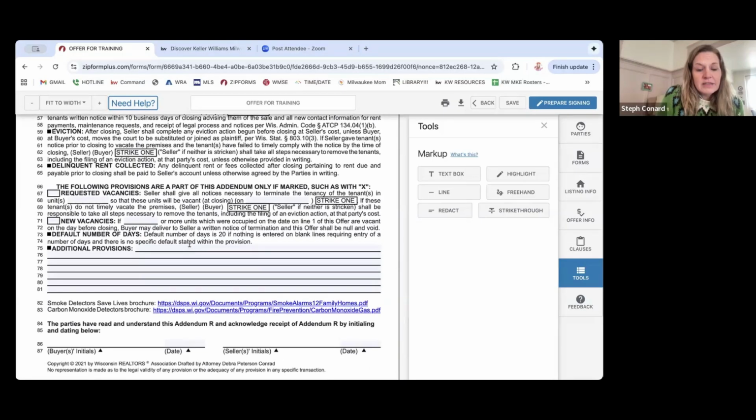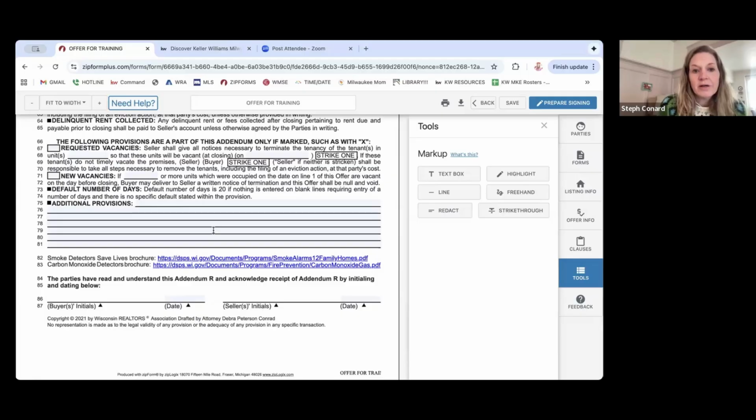Delinquent rent collected. Any delinquent rent or fees collected after closing pertaining to rent due prior to closing shall be paid to the seller's account. So this is nice for a seller. If there was delinquent rent and they closed with that delinquent rent still outstanding, and the buyer slash owner is able to collect it, they need to pay it to the seller after closing.